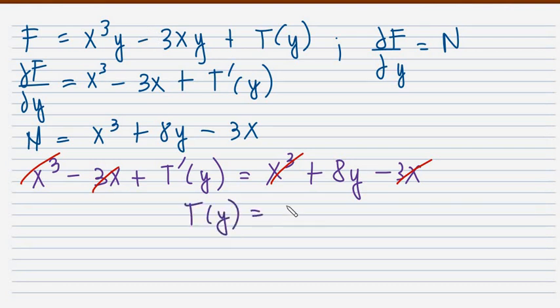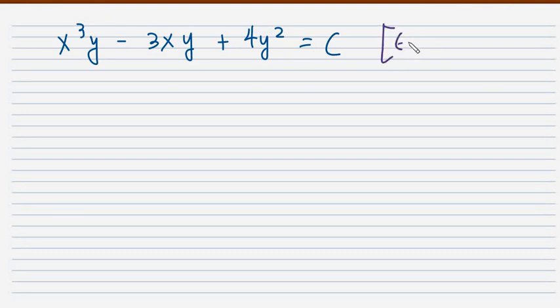So t of y is the integral of 8y differential y, and that is simply y squared over 2 times 8, so 4y squared. So our solution will now be x cubed y minus 3xy plus 4y squared is equal to c. So this is the general solution.